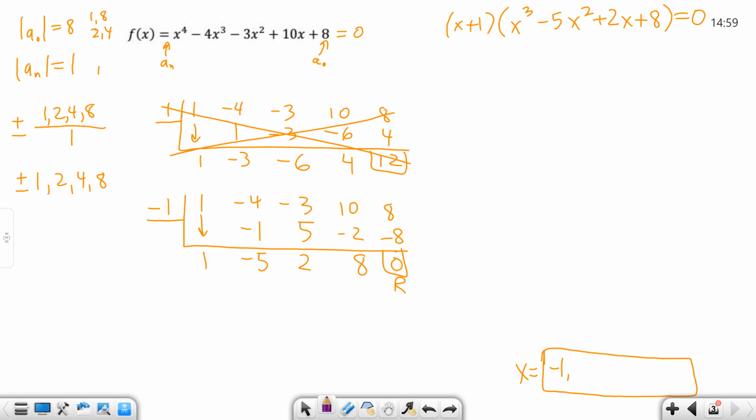So let's come over here and look. Let's see. This is going to be, let's try 2 on my porch. And we're going to say 1, negative 5, 2, and 8. We drop the 1 down. 2 times 1 is 2. Negative 5 and 2 is negative 3. 2 times negative 3 is negative 6. That's negative 4, isn't it? 2 times negative 4, look at that.